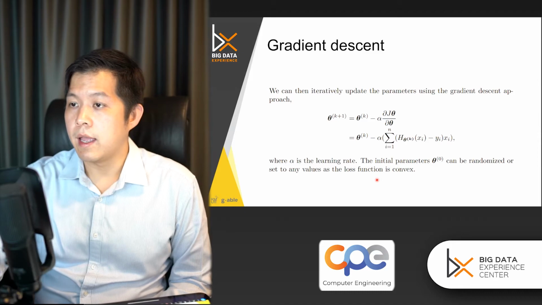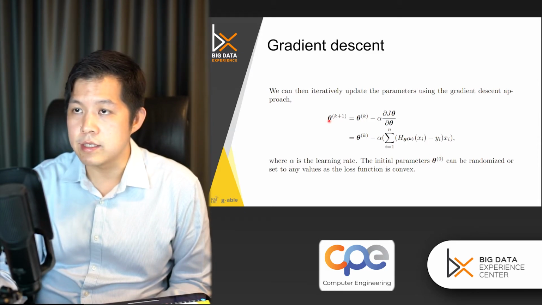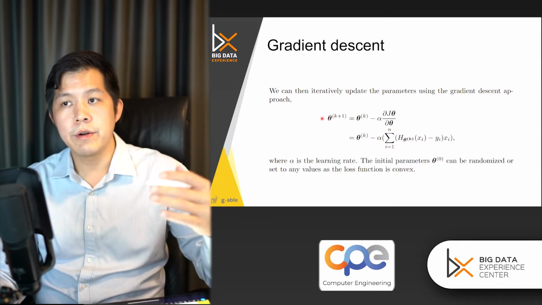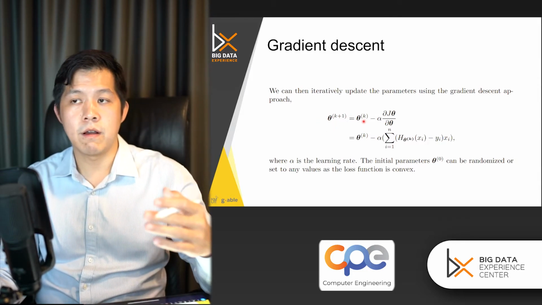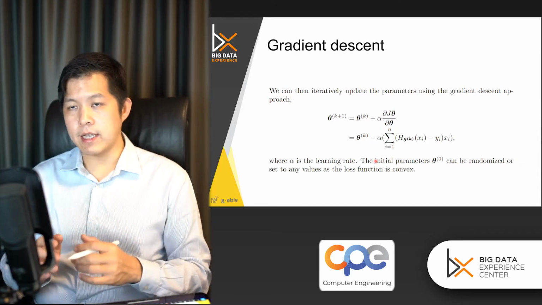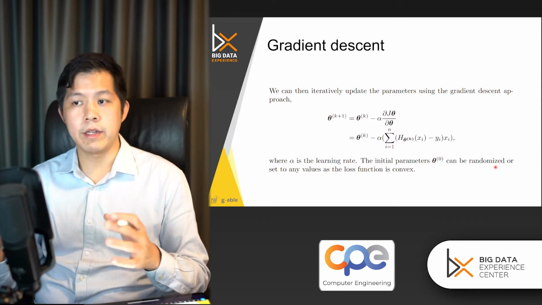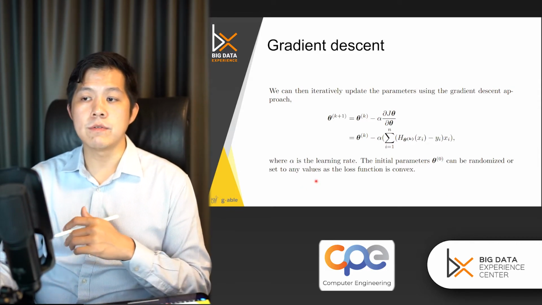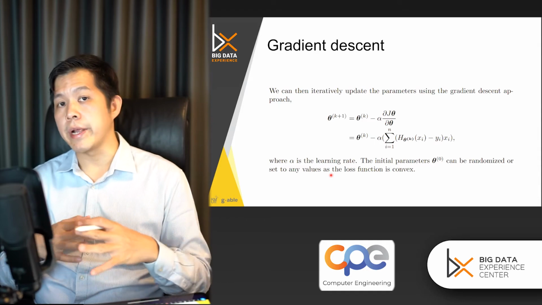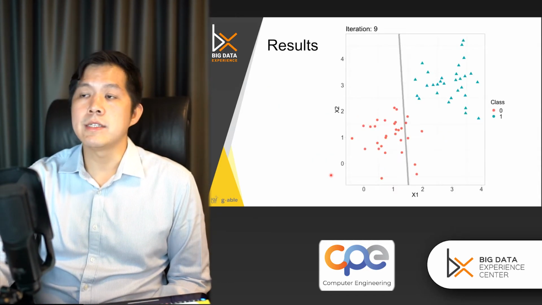Okay, and the initial parameters, theta 0, because you can see that this is theta k plus 1, iteration k plus 1 comes from iteration k, and then adjust it a bit. Now it needs to have a starting point. The initial parameters can be randomized, right? Or it can be any values, because the loss is convex, so that means it can be any value, and just randomize it. Okay, this is the result.